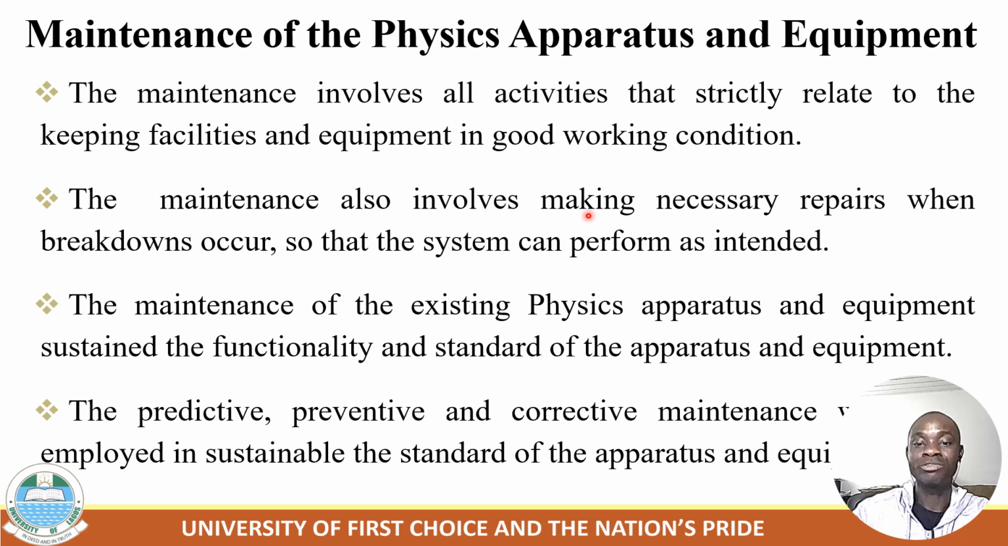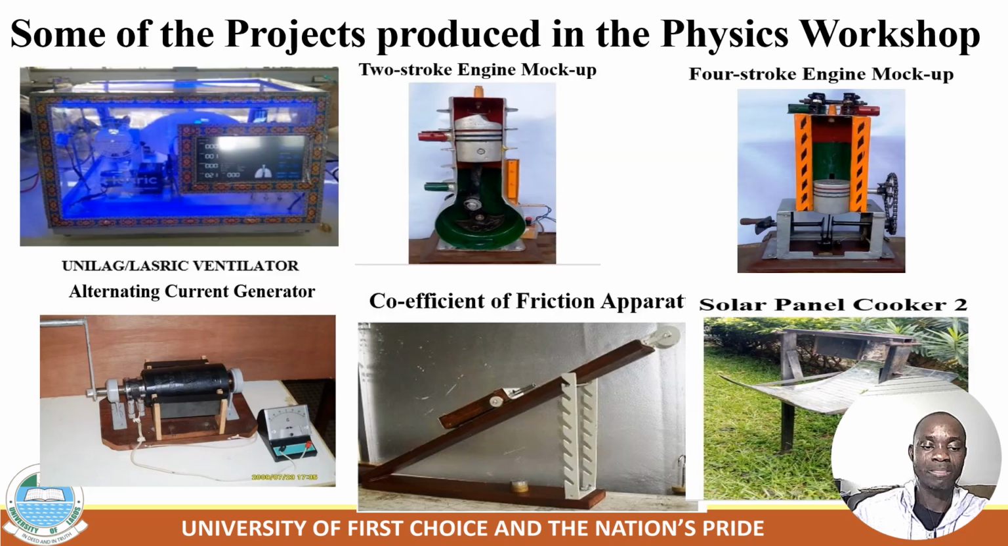The maintenance also involves making necessary repairs when breakdowns occur so that the system can perform as intended. The maintenance of the existing physics apparatus and equipment sustains the functionality and standard of the apparatus and equipment. So predictive, preventive, and corrective maintenance are employed to put the apparatus in standard condition all the time. You have to adopt all these methods, predictive, preventive, and corrective maintenance, accordingly.